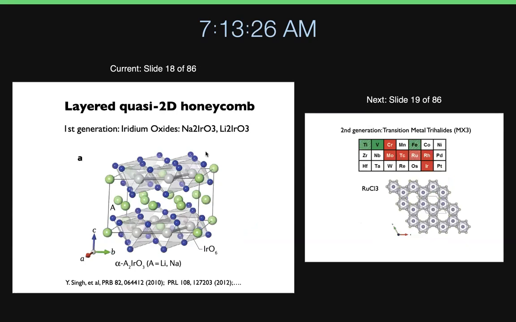Okay, the first generation of the candidate materials goes back to the iridates. So this is the sodium or lithium, it's called alpha iridate, alpha A2IrO3 here. It has a layered structure. In between, the A corresponds to lithium or sodium. This has been studied in many others. So that's the first generation.